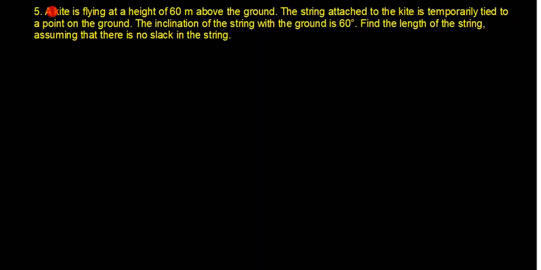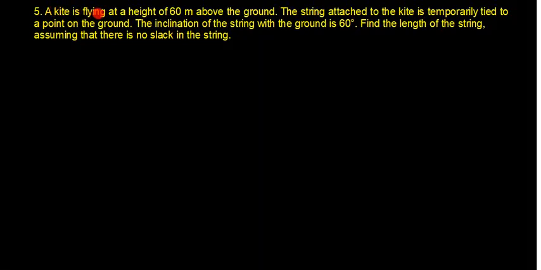A kite is flying at a height of 60 meter above the ground. The string attached to the kite is temporarily tied to a point on the ground. The inclination of the string with the ground is 60°. Find the length of the string, assuming that there is no slack in the string.